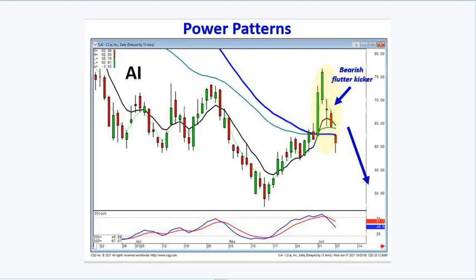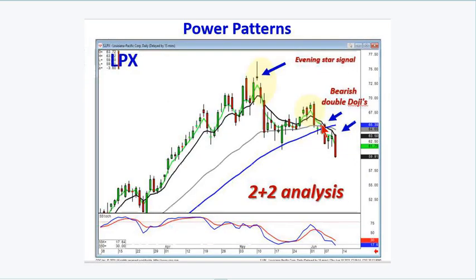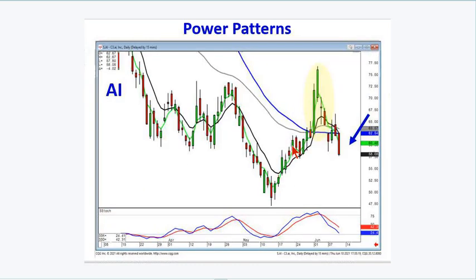Same scenario on the downside. The reason we shorted AI was you had a bearish flutter kicker, and then it gapped down below the 50. What did that tell us about the 50? Strong sell signal. The 50 was not going to act as support. What are we expecting after that? We're expecting more downside because of the force. And where do we think this one could possibly go? Probably back down to test this level.